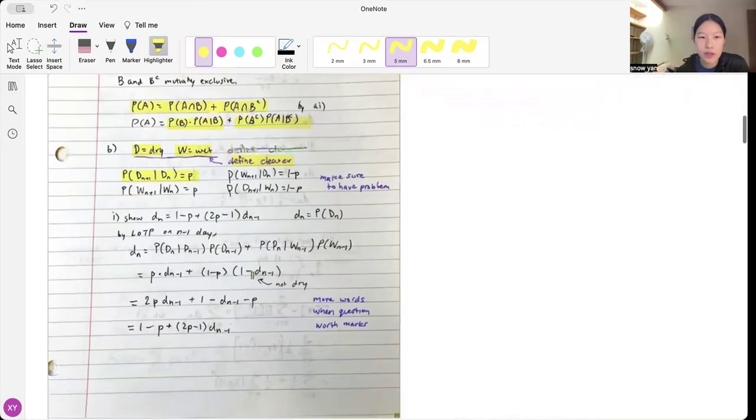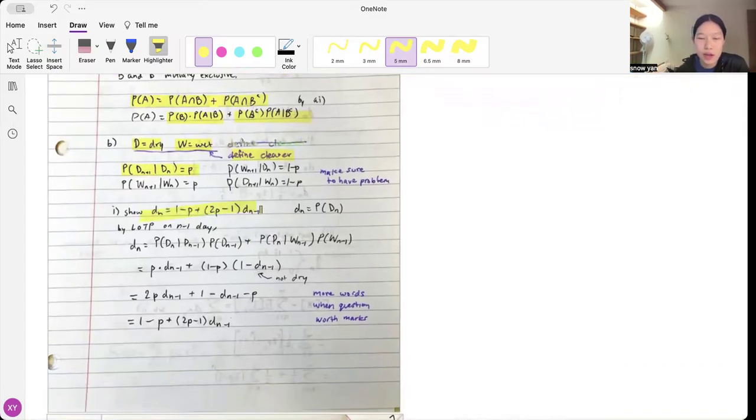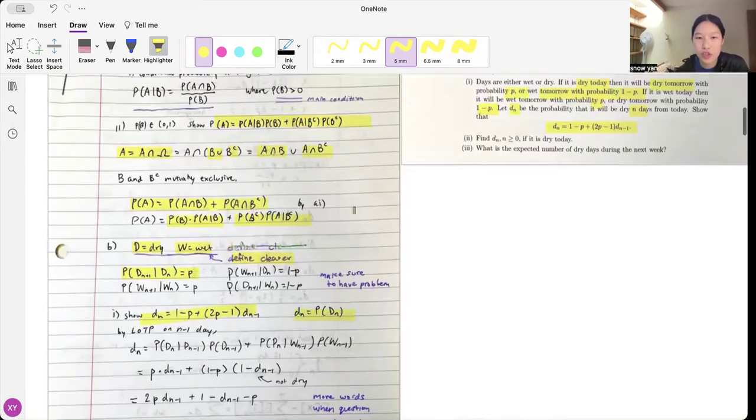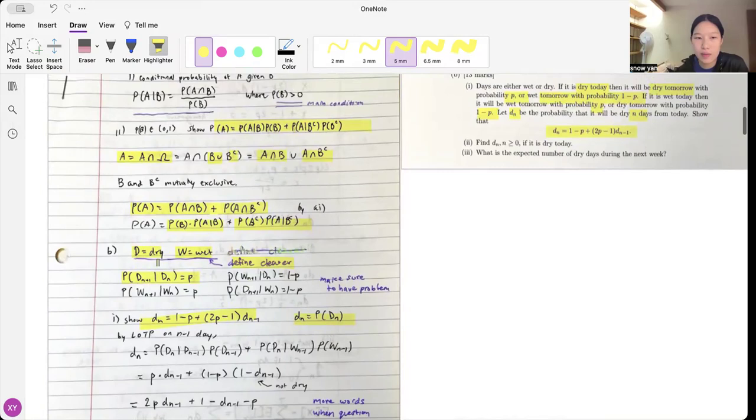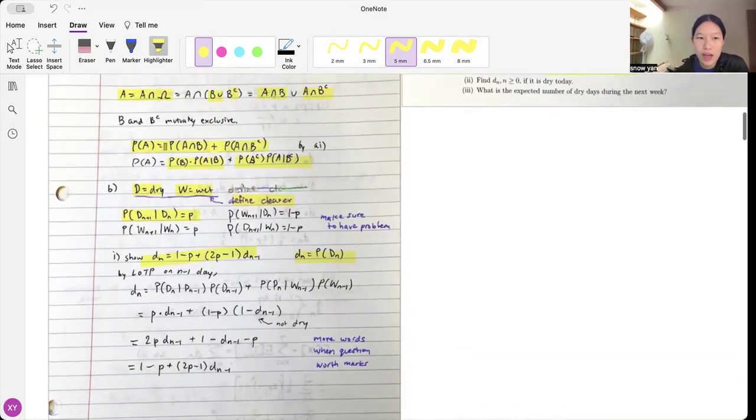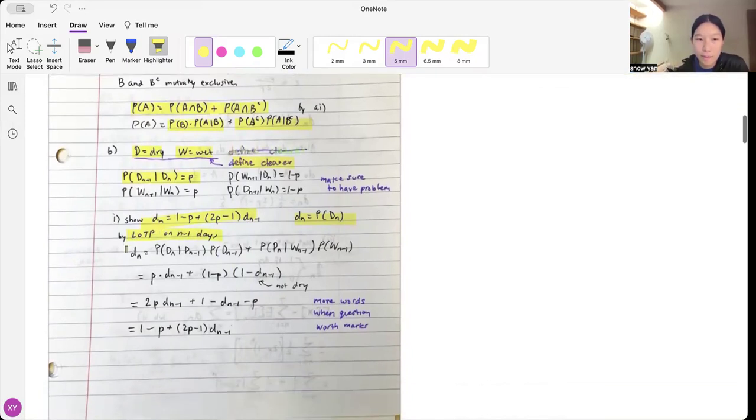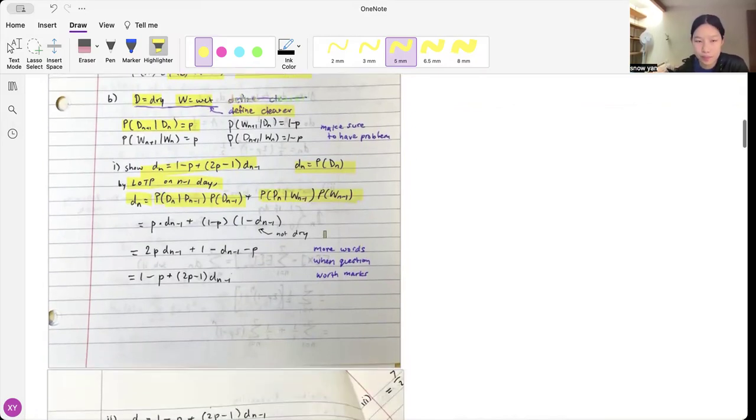So in part one, we want to show this. Our D_n in this question is just the probability of the event D_n. We use what we have earlier, the law of total probability on day n minus one. D_n is equal to p times P(D_{n-1}) plus (1 minus p) times P(W_{n-1}), basically conditioning on whether it was dry or wet the previous day. This is the dry case and this is the wet case, and the complement of dry is wet.